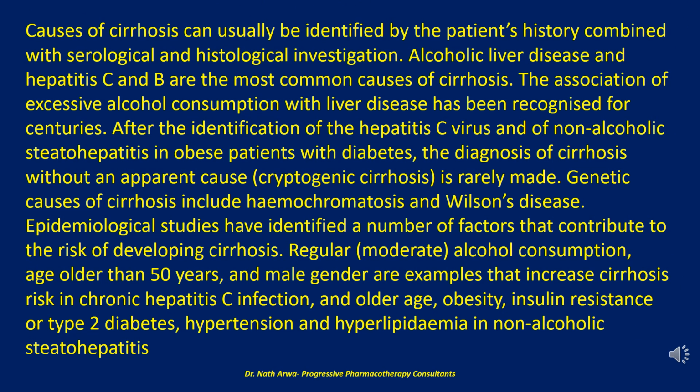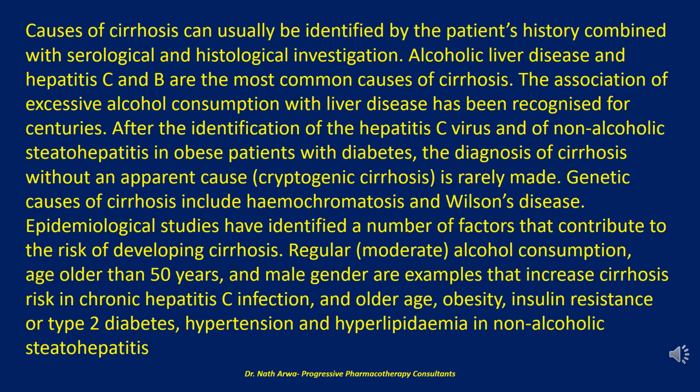Causes of cirrhosis can usually be identified by the patient's history combined with serological and histological investigation. Alcoholic liver disease and hepatitis C and B are the most common causes of cirrhosis. The association of excessive alcohol consumption with liver disease has been recognized for centuries. After the identification of the hepatitis C virus and of non-alcoholic steatohepatitis in obese patients with diabetes, the diagnosis of cirrhosis without an apparent cause, that is cryptogenic cirrhosis, is rarely made.